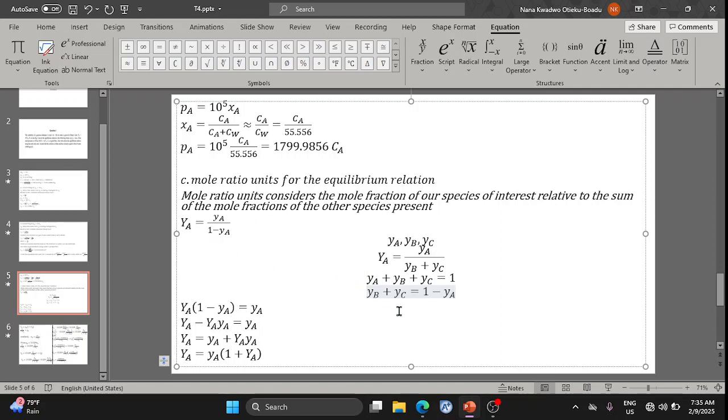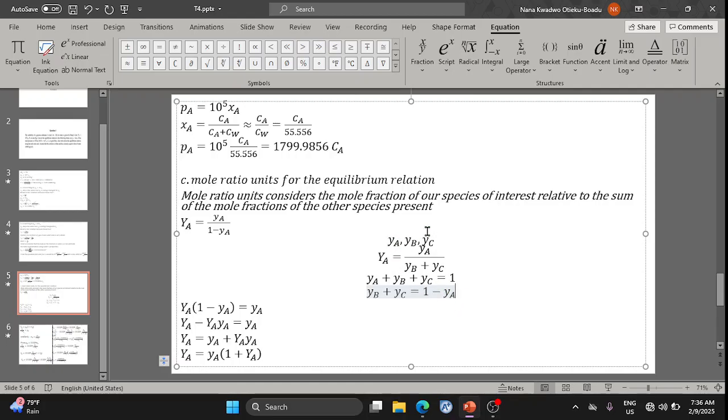So that's the whole idea behind it. The sum of all the mole fractions is equal to 1. But we're only looking at the sum of the mole fractions of the other species, and we are leaving out the one that we are interested in for the denominator. So that becomes 1 minus that mole fraction. That's what we are just trying to say.